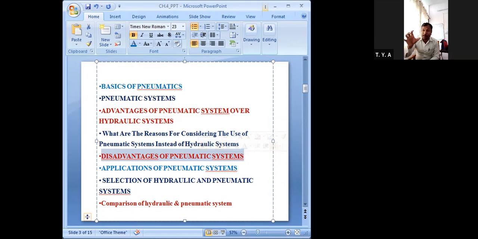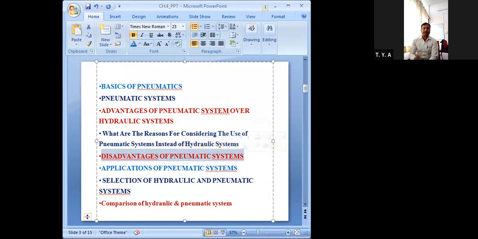So due to the compressor design limitation, this pneumatic system can be applied only to lower pressure, that is, less than 17 bar applications only. Due to the limitation of the compressor design, this pneumatic system can be applied only to lower pressure applications, and lower pressure application means what? It is limited to less than 17 bar pressure.